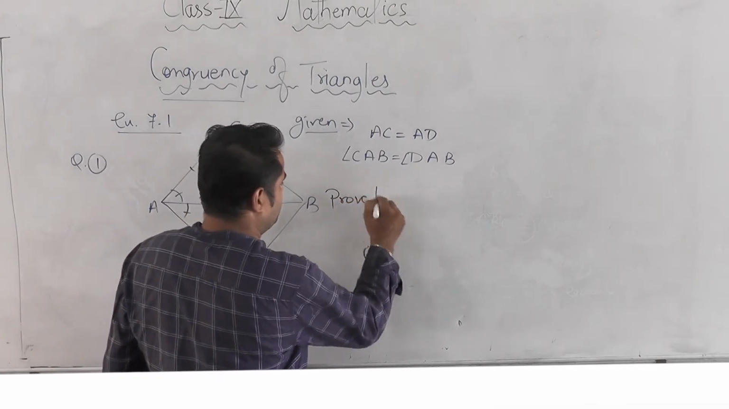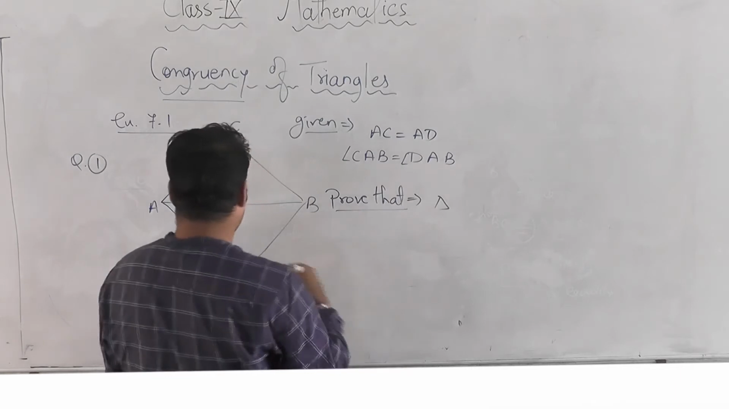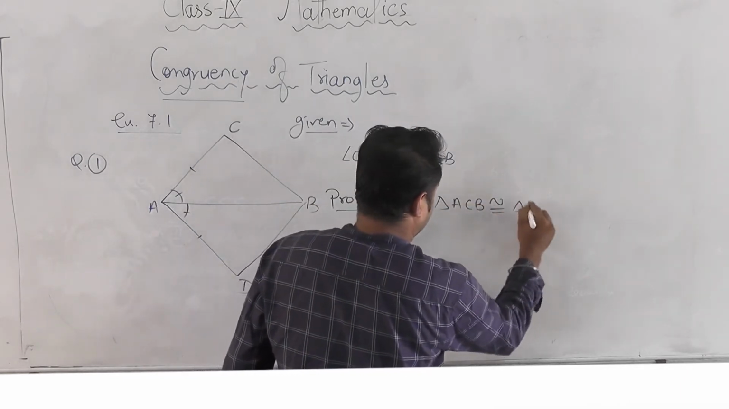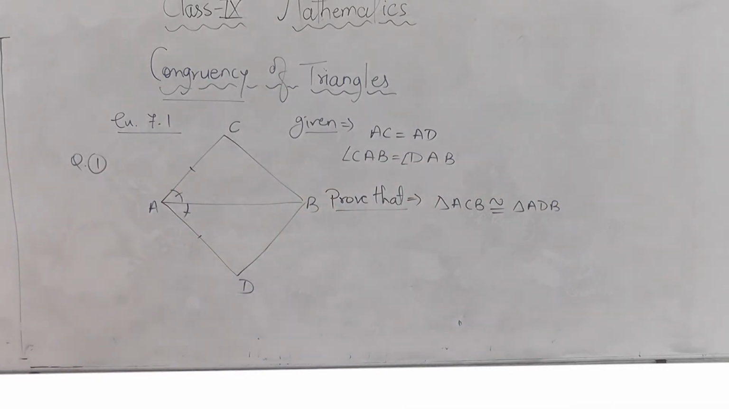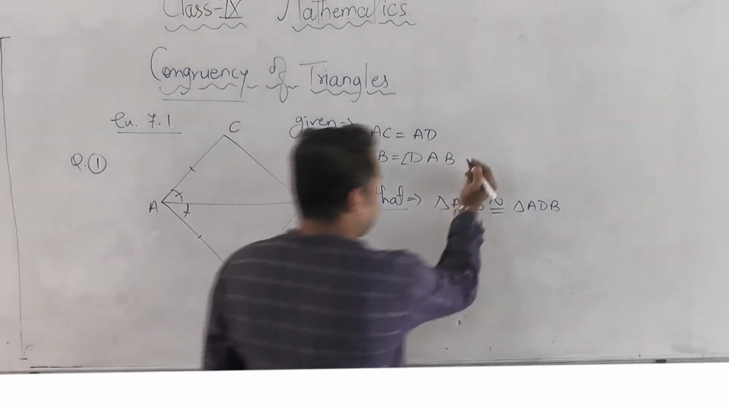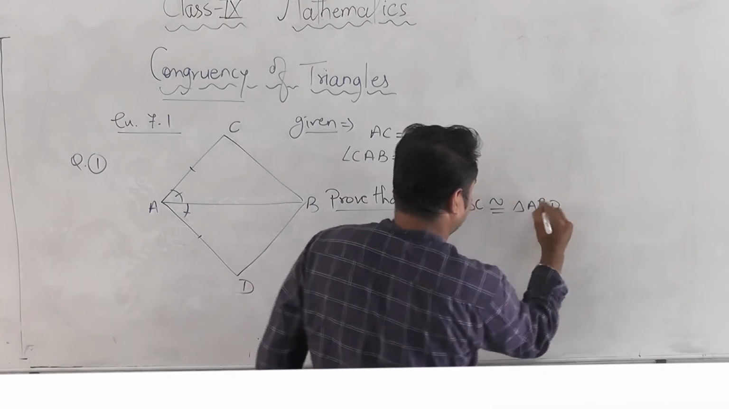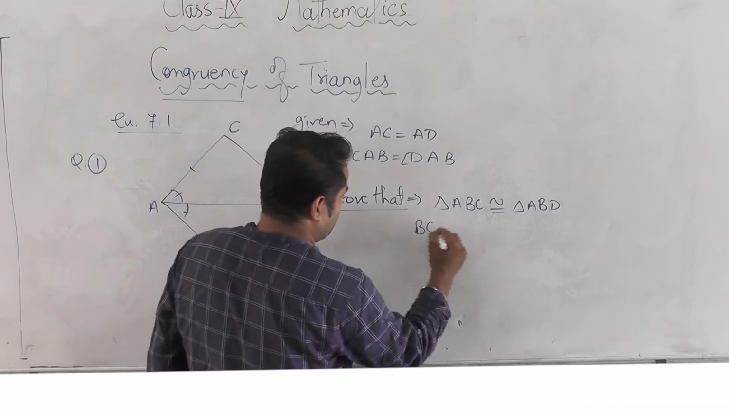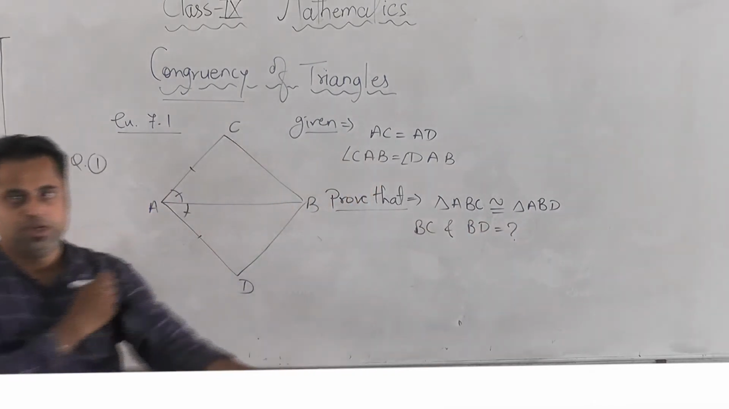We need to prove that triangle ACB is congruent to triangle ADB. Let's see that. Triangles ABC and ABD. Now, another thing we can say about BC and BD, is there any kind of relationship?